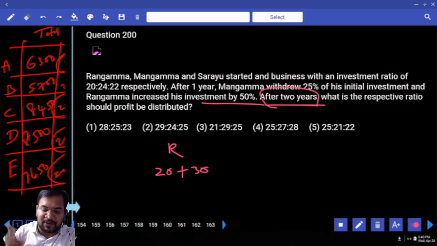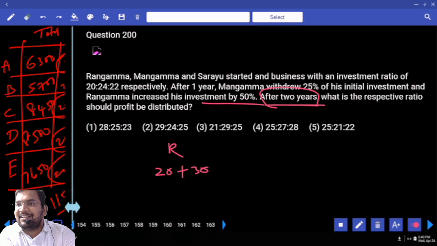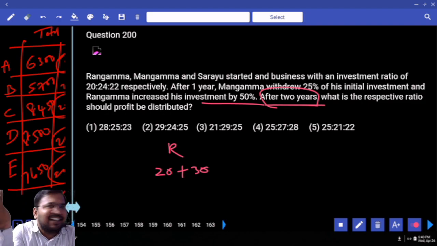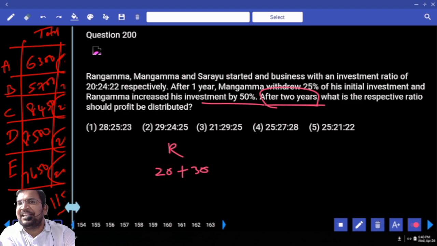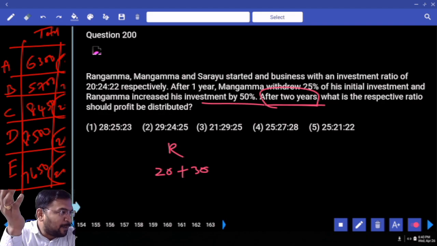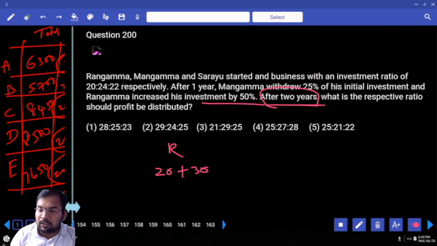First 1 year is 20. Second year is 30. First year investment is 20, second year investment is 30. No problem. Together is 50. Okay. For 12 months, should I write into 12? You wrote it.